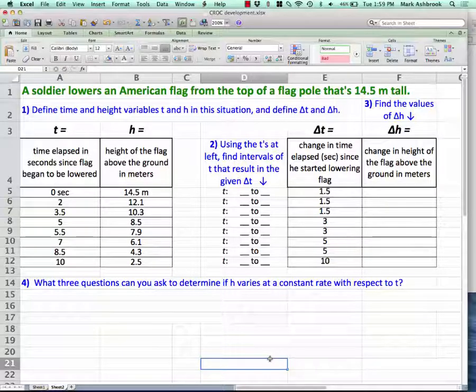And then to find the corresponding delta t's and delta h, well, delta t is just the change in time elapsed since he started lowering the flag, and the change in height of the flag above the ground in meters. Okay?